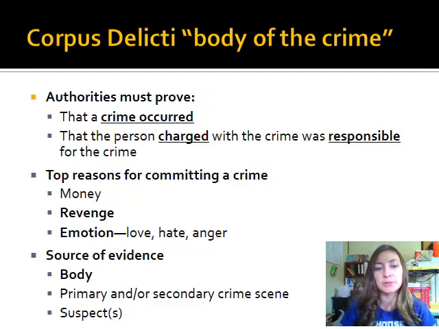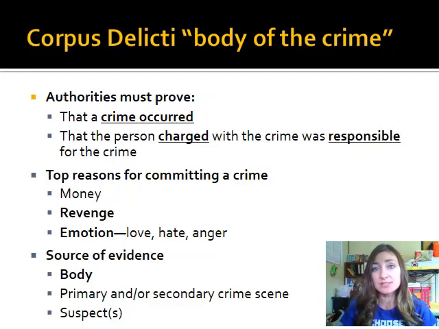Your top reasons for committing a crime are money, revenge, and emotion. A lot of times you will see people trying to get money through insurance fraud, or they're trying to get back at somebody with revenge. And a lot of times when it comes to emotion, people are very passionate. Love, hate, and anger are those emotions that drive people to commit crimes.